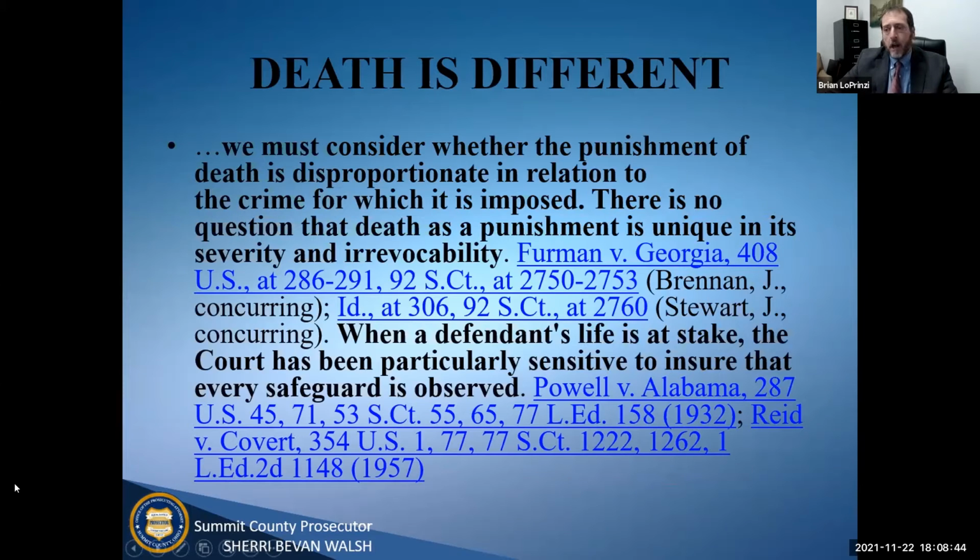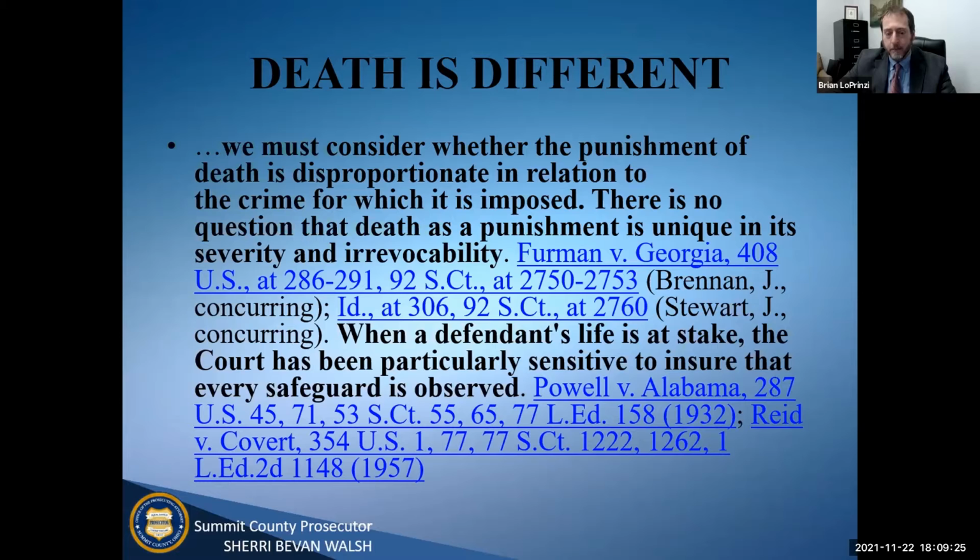So death is different. And you don't have to read all this. I'm going to just summarize it for you. But basically, the Supreme Court, 100 years ago, said that when we talk about the death penalty, it's irrevocable. And the punishment is so unique that we have to treat it differently and use every safeguard that's possible. And any safeguard that's in place, we must enforce, okay? There's no substantial compliance. So if you mostly follow the rules, then it's okay. We don't have that in the death penalty case.